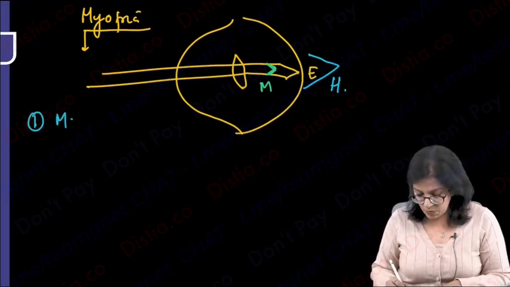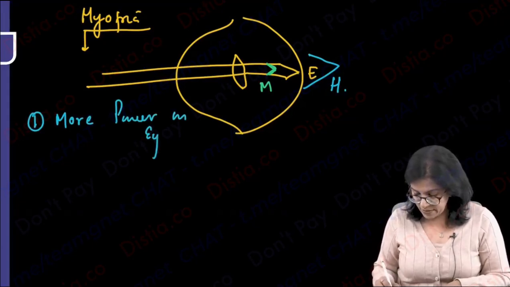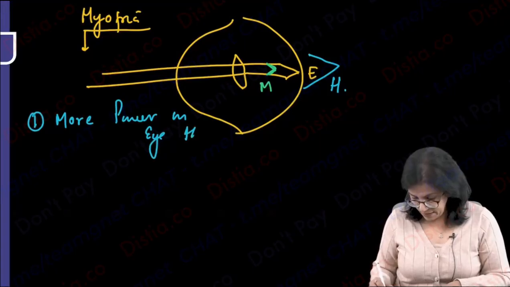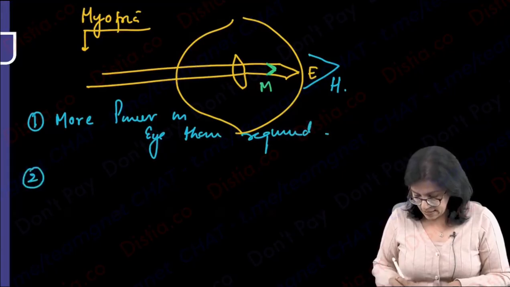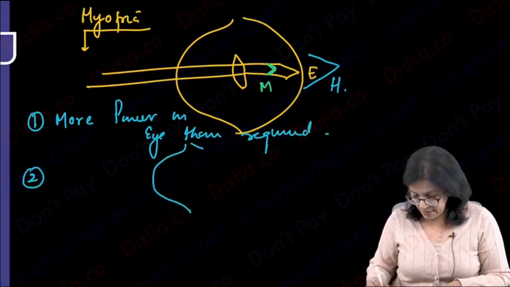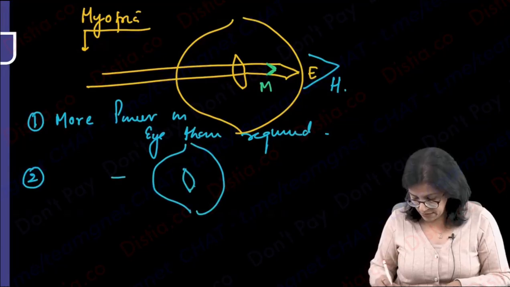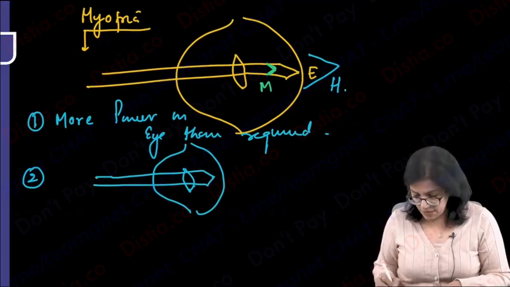Myopia, M for M is more power. So more power in the eye than required. Number 1. Number 2. Light rays, let's quickly make the diagram. Light rays are focused in front of the retina. Now we need the focusing on the retina.